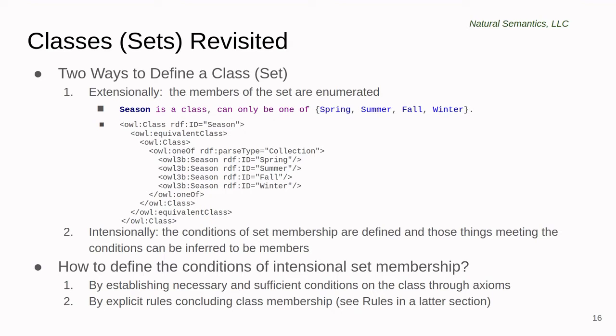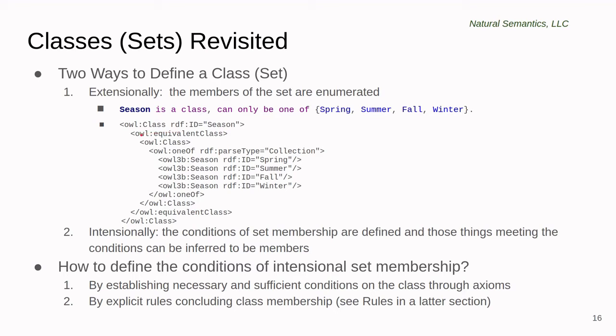Let's revisit the definition of classes. There are two ways to define a class or a set. We can define it extensionally, meaning that the members of the set are enumerated. An example of that would be season as a class can only be one of spring, summer, fall, winter. So we've said that this class season is exactly these four instances and nothing else. In our controlled English, you can say is a class must be one of or can only be one of; those are equivalent in terms of their AL translation.